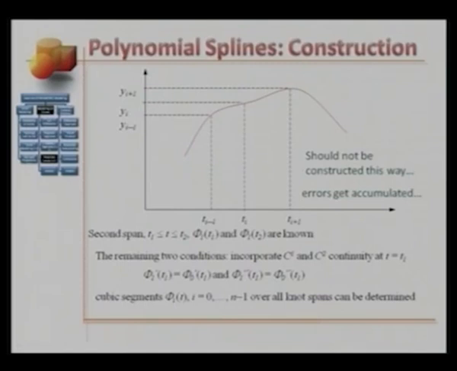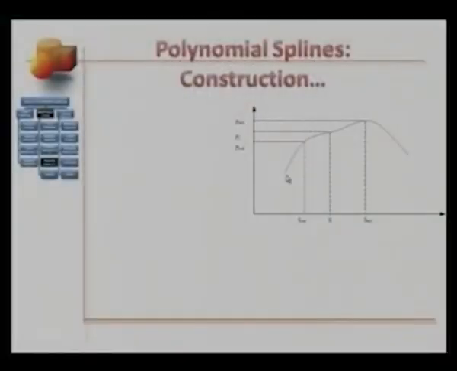To avoid that, we have a slightly different way of constructing polynomial splines. Let's start with this figure again. Let's say we know the values at different knots of the spline. The values would be y i minus 1 at t i minus 1, y i at t i, and y i plus 1 at t i plus 1, and so on and so forth. Or let's discuss an alternate approach.